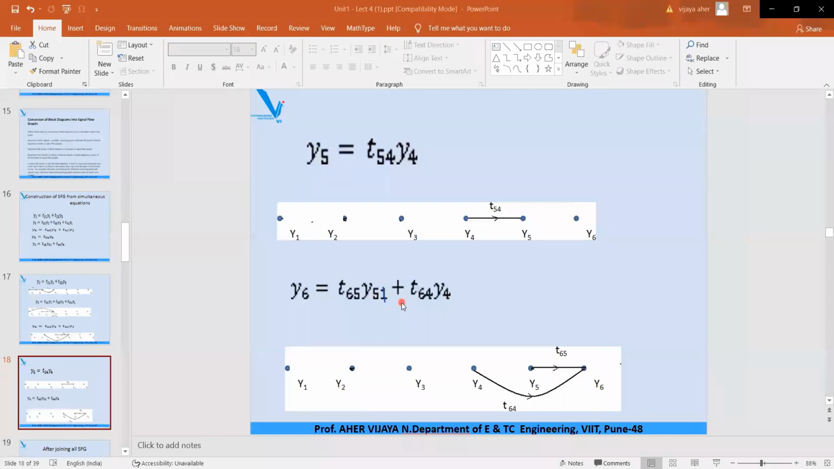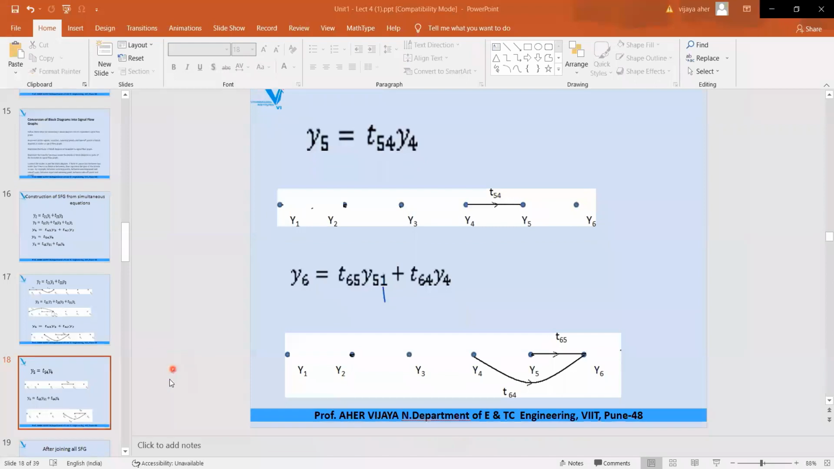The second term is positive, so again a forward path, and the branch is coming towards y6, hence positive, between 6 and 4. So this is node 4, this is node 6. The transmittance for this branch is t64, forward direction, with the arrow towards node y6. So this is how you can draw the signal flow graph for this simultaneous equation. Got it, students? Yes, ma'am. Any doubt up to this? Any doubt?